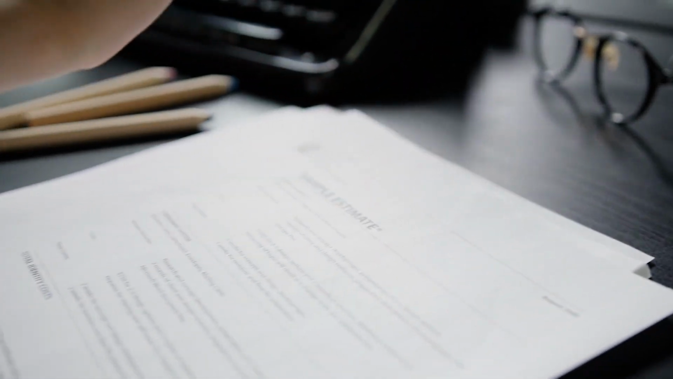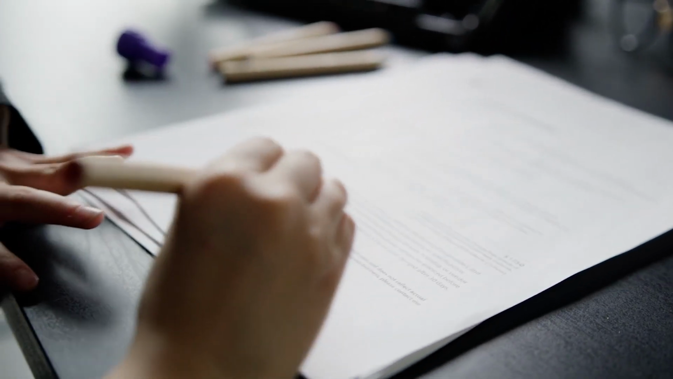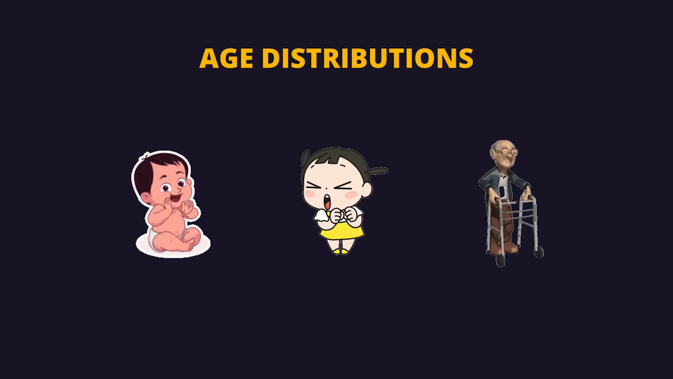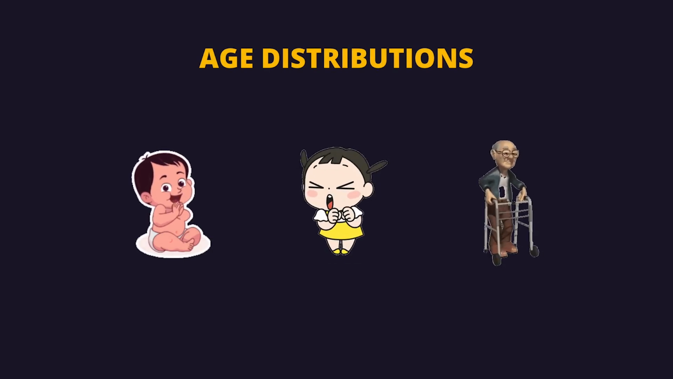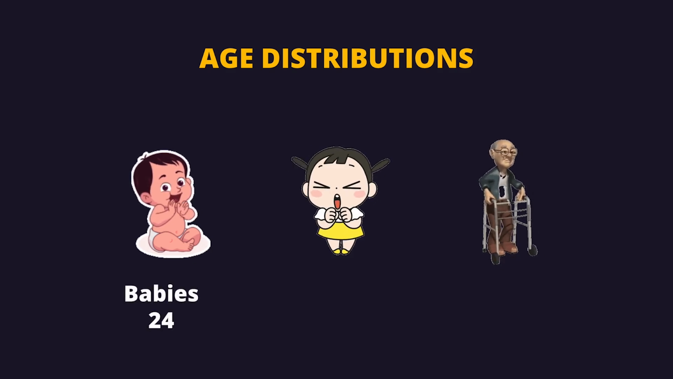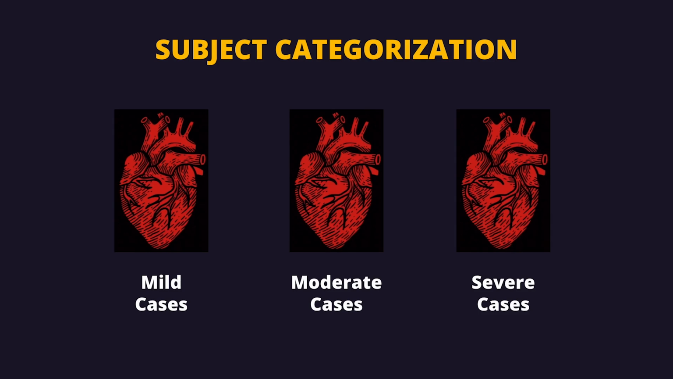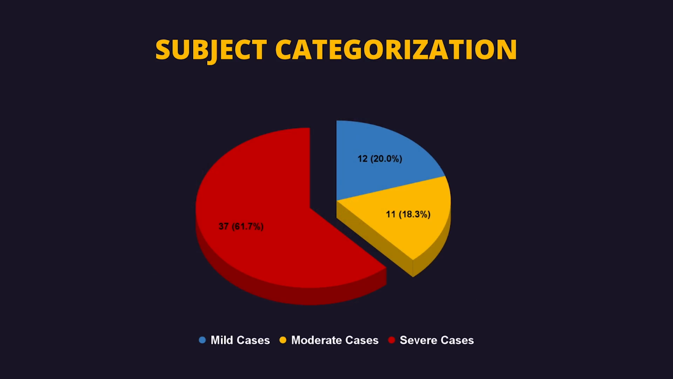HVSMR 2.0 dataset was ethically approved by the Institutional Review Board at Boston Children's Hospital. It includes 60 subjects aged less than 1 to 52 years with a mean age of 11.6 years and a median age of 10 years. To ensure diversity, the dataset is divided into 3 age groups: 24 babies, 25 children, and 11 adults. Each subject is categorized into mild, moderate, or severe anatomical malformations, as advised by a pediatric cardiologist. The dataset comprises 12 mild cases, 11 moderate cases, and 37 severe cases, representing a broad spectrum of congenital heart defects.